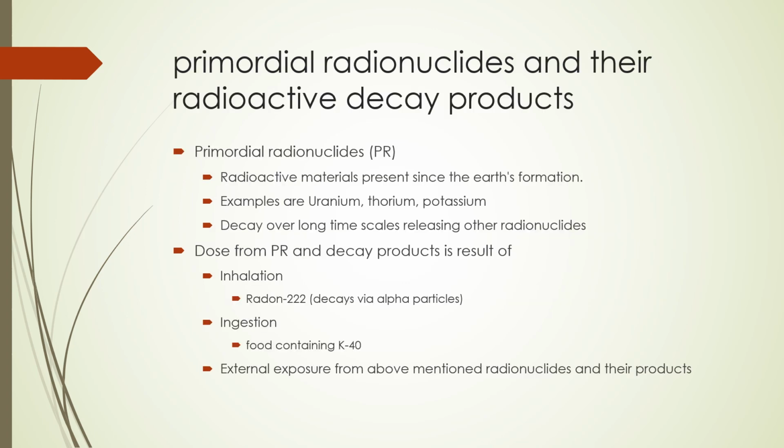Radioactive materials present on Earth since its formation are called primordial radionuclides. Natural deposits of uranium, thorium, and potassium are primordial radionuclides that decay naturally and release small amounts of ionizing radiation and other radioactive elements. Population exposure from primordial radionuclides is the result of external radiation exposure, inhalation, and incorporation of radionuclides in the body by ingestion.